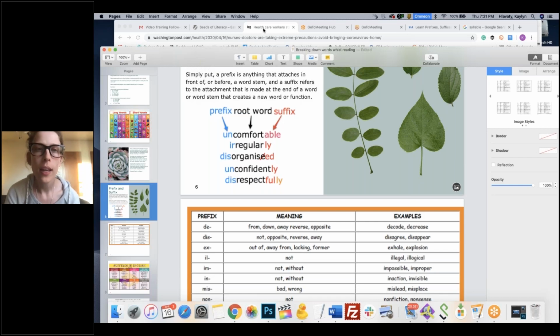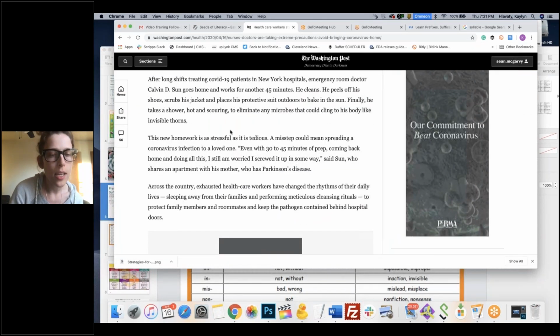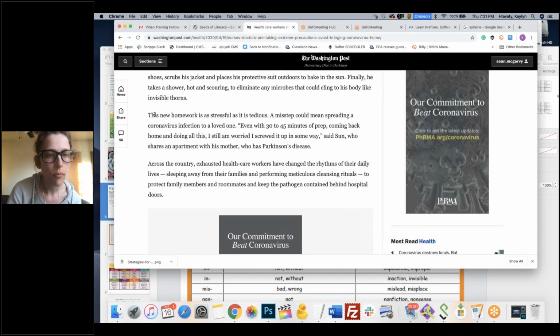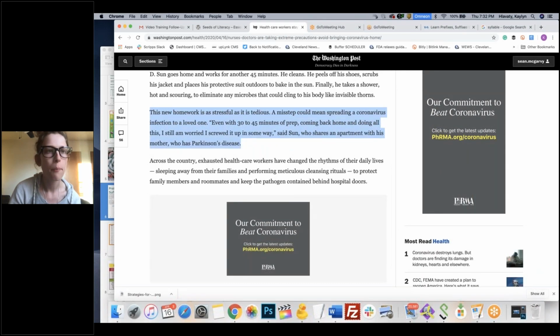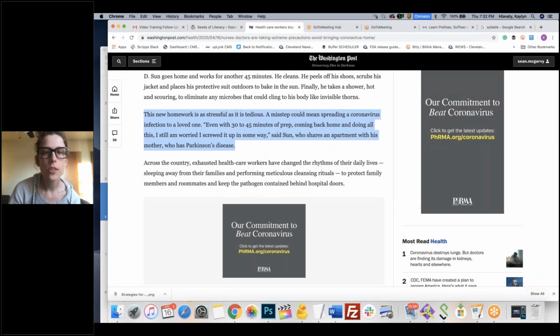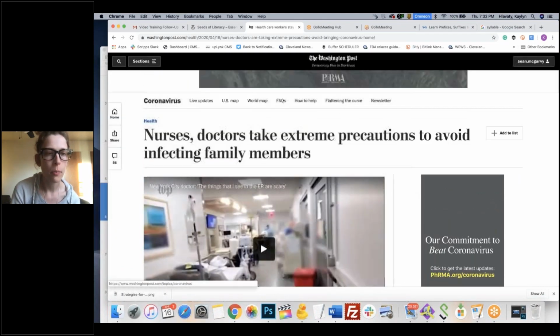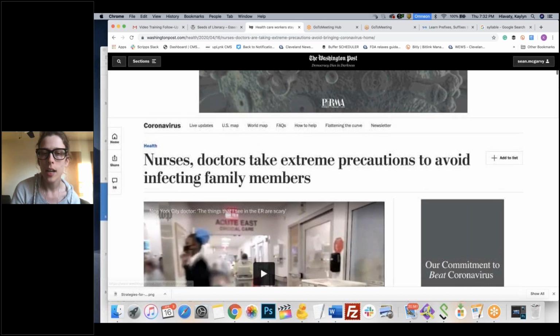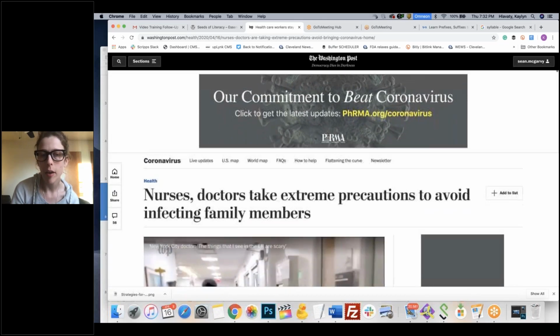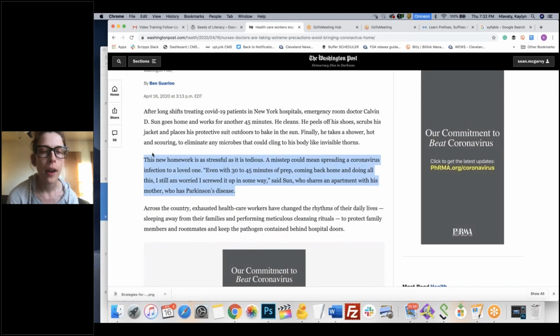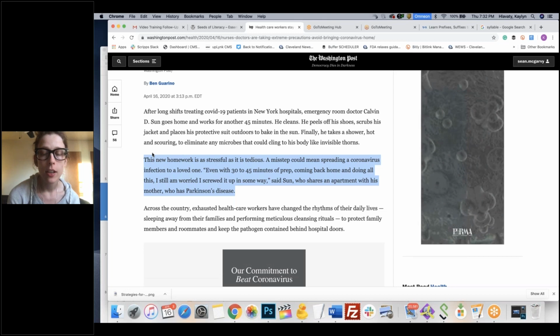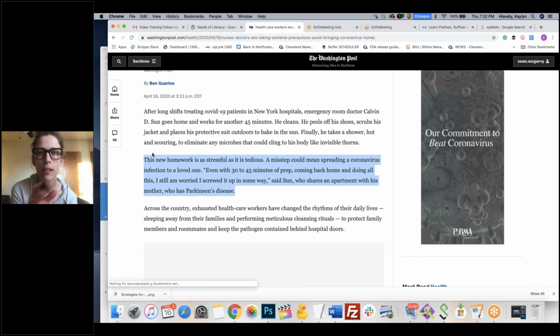Just before I take any other questions, we can read this passage right here that I highlighted. Let me expand this here. Okay. So again, this is an article I took from the Washington Post. Nurses and doctors take extreme precautions to avoid infecting family members. This is talking about the coronavirus. So for this one, we're going to see if we can point out any prefix or suffix that we had to help us navigate the passage.